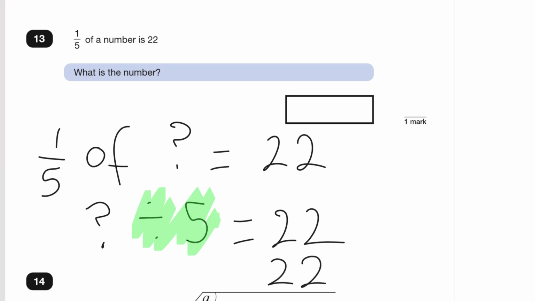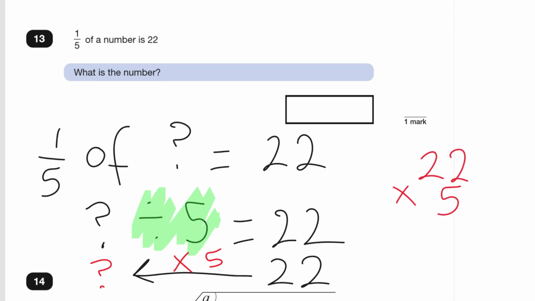So we could think about our 22, and if we were going back that way, we would multiply by 5 to find out what that number is. So it's now just a simple short multiplication. 22 multiplied by 5. 2 by 5 is 10. 2 by 5 is 10 plus your 1, 110.